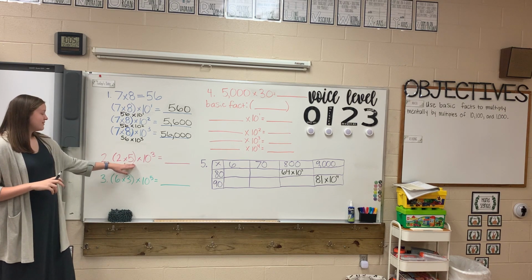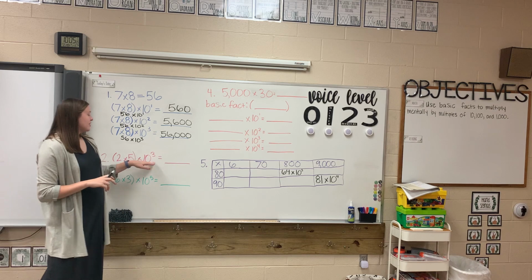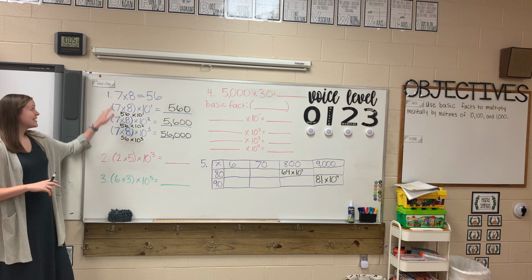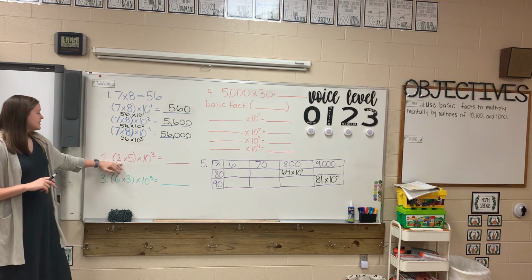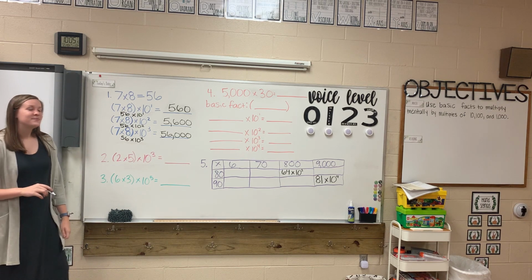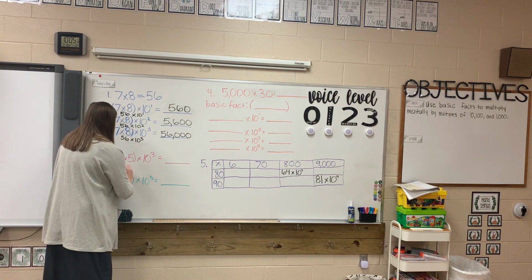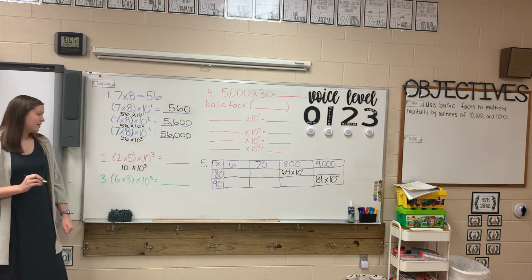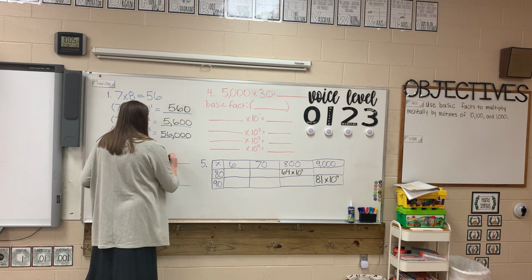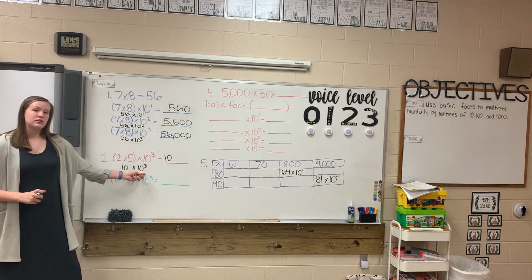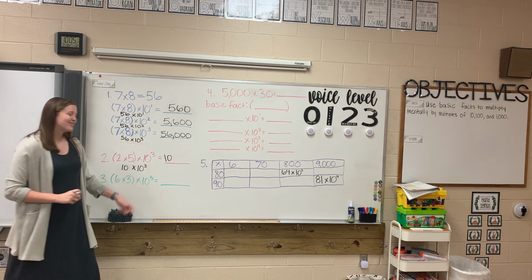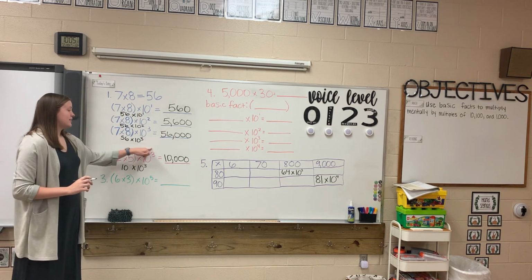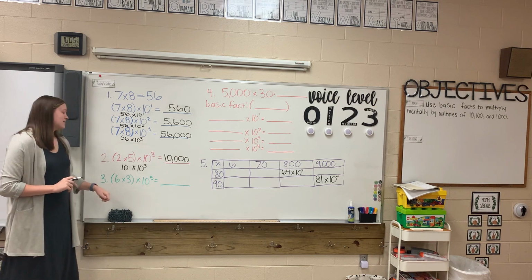We have 2 times 5, which is our basic fact, times the third power of 10. The first thing we need to do is determine our basic fact, because it didn't give us the answer like it did in problem 1. So, what is 2 times 5? 10. So we have 10 times the third power of 10. So we have our basic fact of 10. How many zeros do we need to add? 3. So 2 times 5 times the third power of 10, our answer is 10,000.